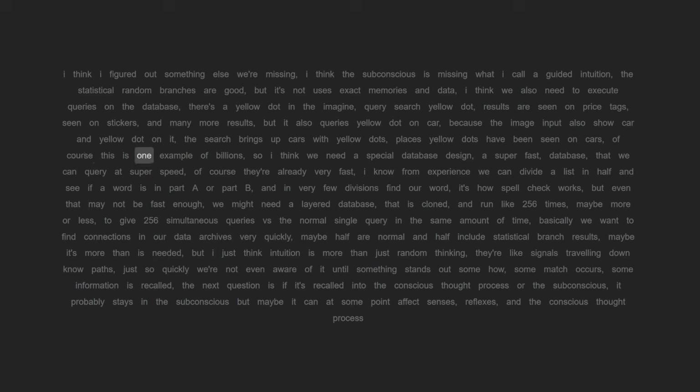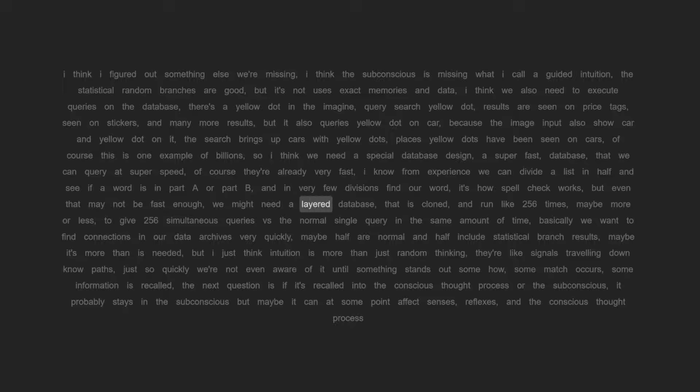Of course, this is one example of billions, so I think we need a special database design, a super fast database that we can query at super speed. Of course they're already very fast. I know from experience we can divide a list in half and see if a word is in part A or part B, and in very few divisions find our word. It's how spell check works, but even that may not be fast enough.